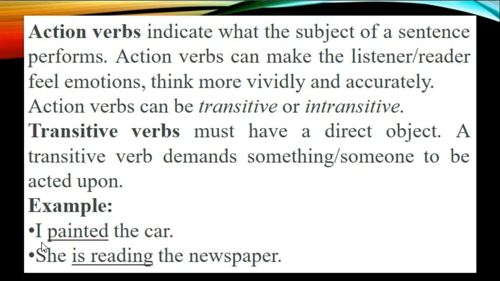Example, I painted the car. If I write "I painted," the sentence is incomplete. That's why here the car is demanded by the transitive verb. I painted what? That means the car. So, I painted the car. She is reading the newspaper.